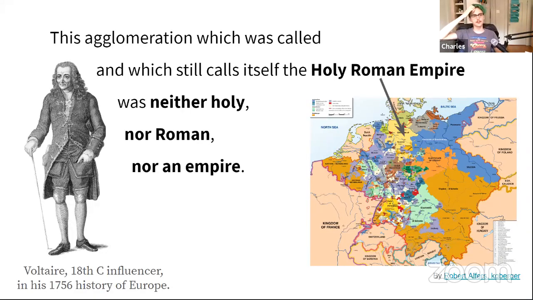So Voltaire, who was an influencer in the 18th century, wrote in his History of Europe, the agglomeration which was called and which still calls itself the Holy Roman Empire, pictured here on the right, was neither holy nor Roman nor an empire. So it wasn't holy because it actually spent most of its existence fighting with the Pope, which is not very holy. It wasn't Roman because it was in Germany, which was never really part of the Roman Empire, and nor were the people in there ever Romans. And it wasn't really an empire because the entire thing was basically a huge mess of princes and bishops squabbling with each other, and it never really behaved as a coherent unit.